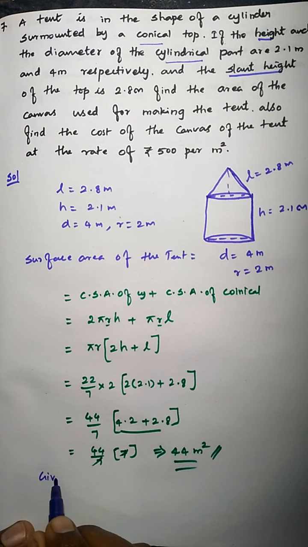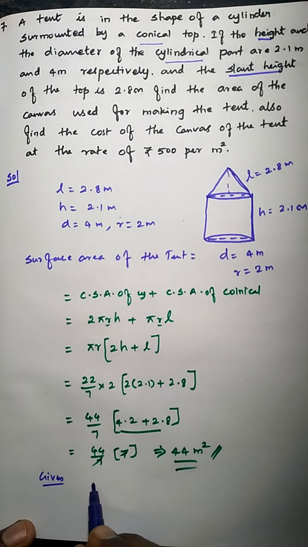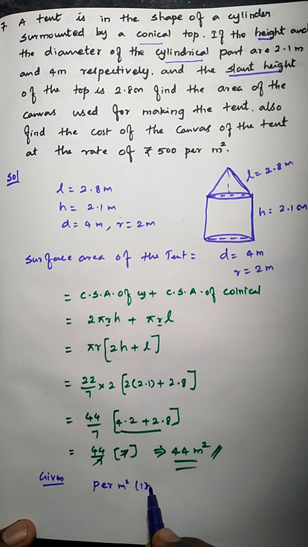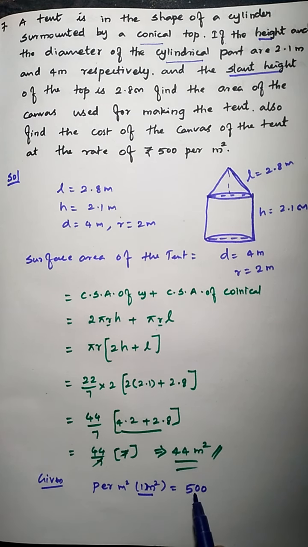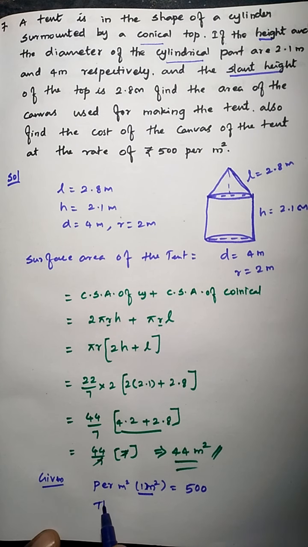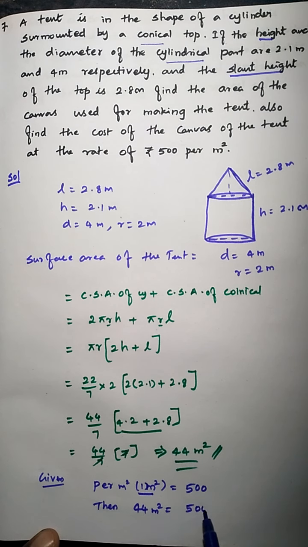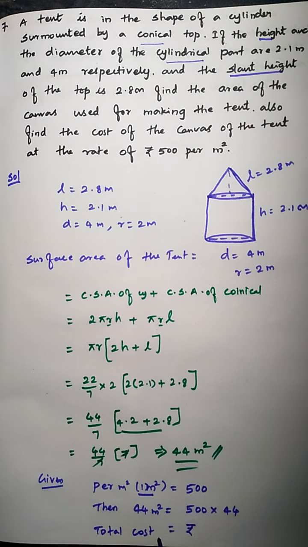Now let's calculate the amount. It's given that per meter square, per means 1 meter. Okay, 1 meter square cost is how much? 500. 1 meter square 500 means, then 44 meter square equal to how much? Just multiply 500 into 44. If you multiply you will get the total amount. So total amount or total cost equals 22,000. Hope that you understand this.